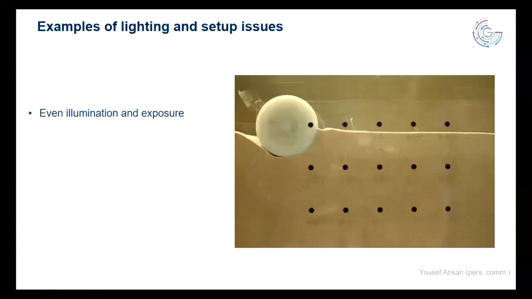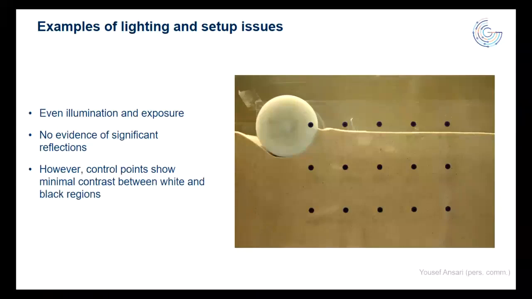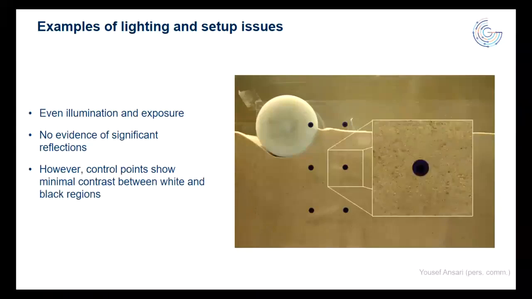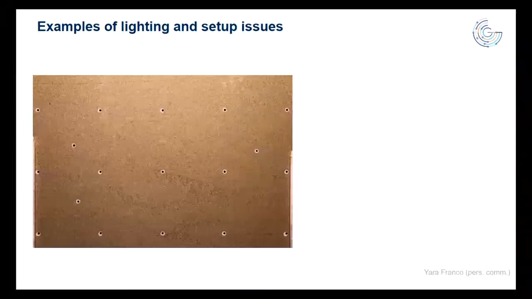Now, this case from Yusuf Ansari's got lovely even illumination and exposure, right? The sand looks the same all the way across the problem, which is great. There's no evidence of significant reflections, which is good. But if you look at the control points, there's minimum contrast between the white and the black regions about which we're going to centroid. So this makes centroiding really, really hard. What Yusuf was struggling with was the photogrammetric correction algorithm was all over the place as a consequence of these markers being very, very difficult to calculate centroids for. So the centroiding process in this case would be difficult.